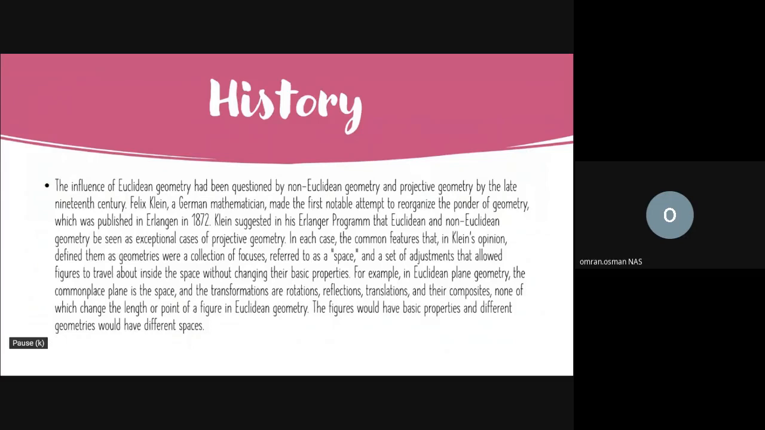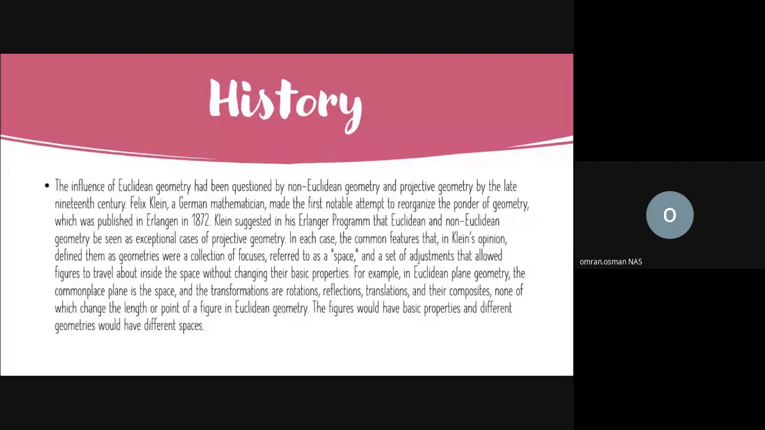The history of transformation of functions. The influence of Euclidean geometry had been questioned by non-Euclidean geometry and projective geometry by the late 19th century. Felix Klein, a German mathematician, made the first notable attempt to reorganize the study of geometry, which was published in Erlangen in 1872.